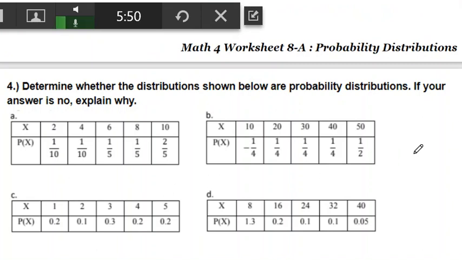Okay, this one we're looking at different distributions as probability distributions, and we're supposed to figure out whether they are a probability distribution or not. Now, to be honest with you, the only way they would not be is if they add up to something other than 100%. All right, for instance, that would be like 0.1 plus 0.1 plus 0.2 plus 0.2 plus 0.4.